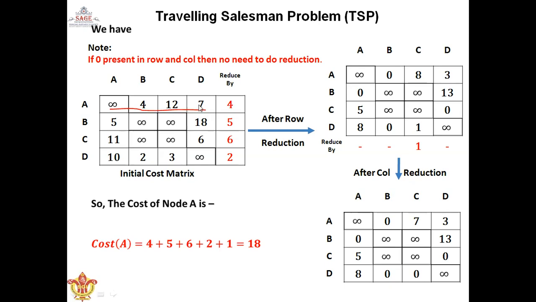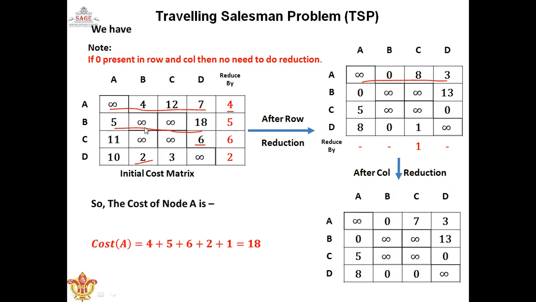From this row we take the minimum value, and that is 4, so I have written 4. Similarly, I have taken the minimum value from this row, that is 5. Here 6, here 2, and I have written all these values. In row reduction, we subtract this value from each element of the row. So 4 minus 4 is 0, 12 minus 4 is 8, 7 minus 4 is 3. So we get this matrix after row reduction.